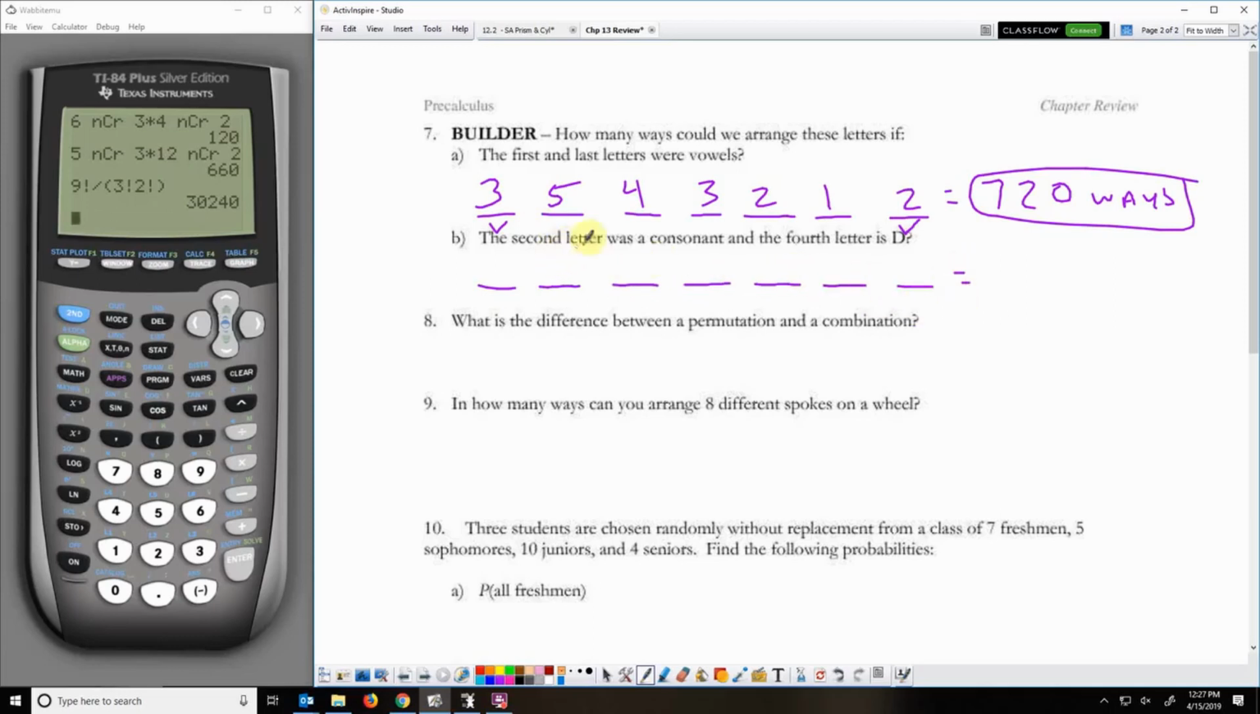Okay, how about if the second letter is a consonant and the fourth letter is the letter D? Well, there's only one letter D. If there were 3 vowels, that means that 4 of these letters are consonants. So I would have 4 here, but D is a consonant, so I've actually already placed one of my consonants, leaving me with only 3 more consonants to choose from. I have now placed 2 of my 7 letters, leaving me with 5, 4, 3, 2, and 1. And when I multiply those numbers, I get 360 ways.